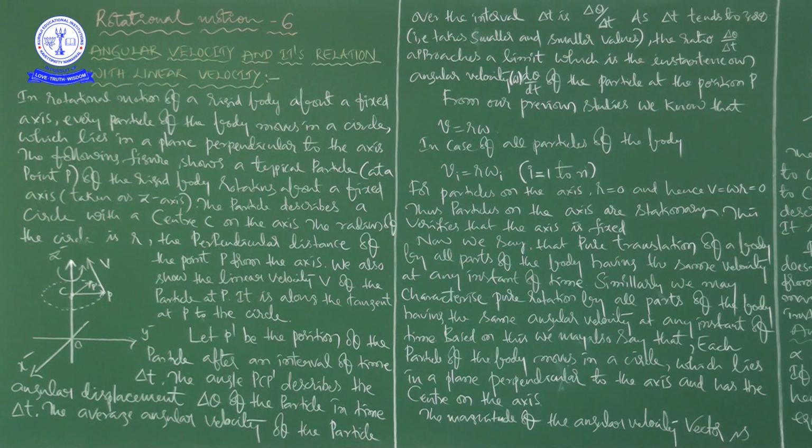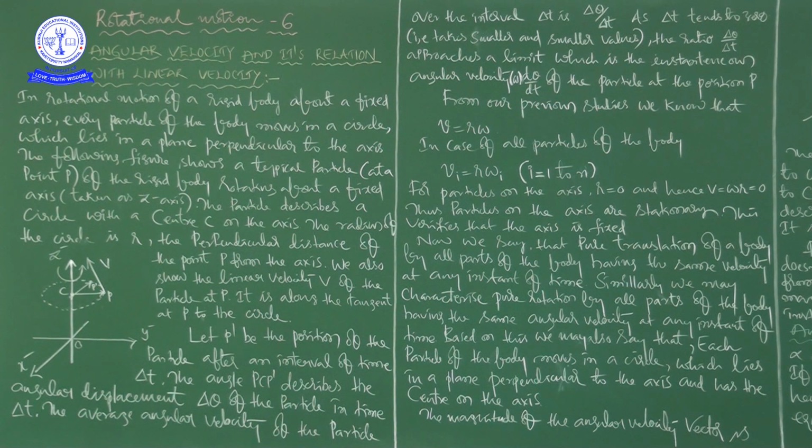Anyhow, as delta t tends to 0, taking smaller and smaller values, the ratio delta theta by delta t approaches a limit, which is the instantaneous angular velocity d theta by dt of the particle at the position P.